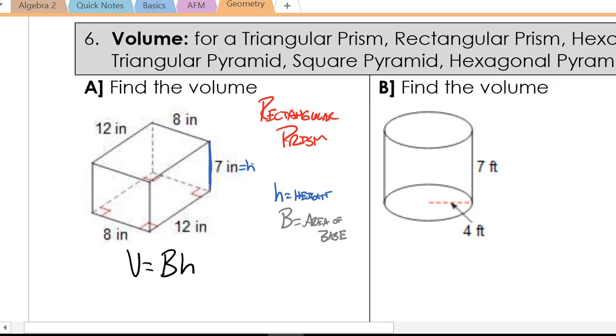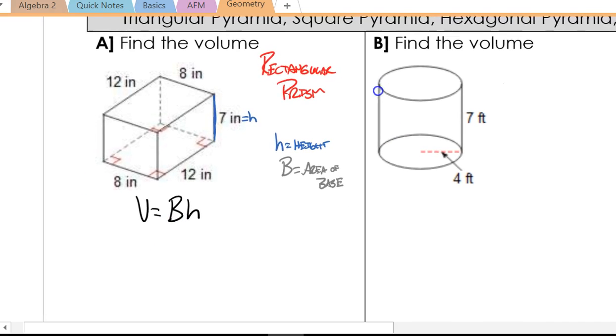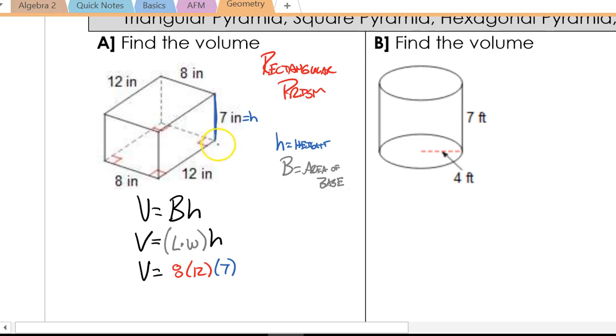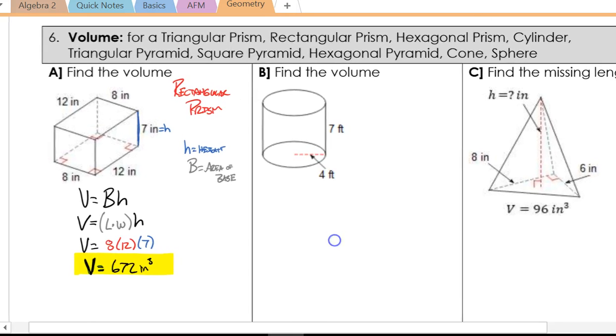B for area of the base. Since we have a rectangular base, we're going to go ahead and simplify this formula a little bit further, making it more applicable to us. So the base area is calculated by length times width, area formula for a rectangle, again times that height. So we can go ahead and substitute our known values. Length of 8, width of 12 times the height of 7, giving us a volume of 672 inches cubed.